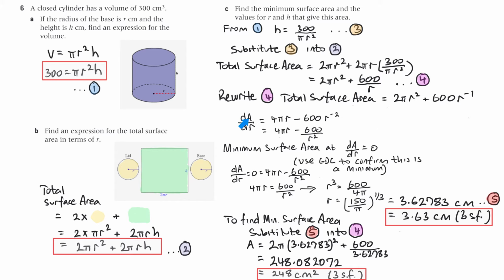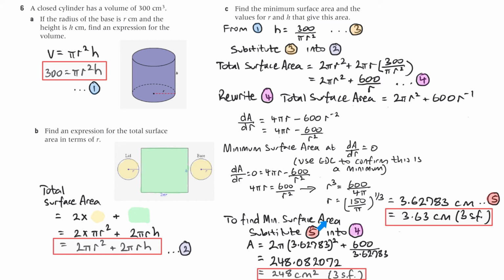So the derivative of A with respect to r is 4 pi r minus 600 r to the minus 2. I took the derivative of that. Now the minimum surface area is when that equals 0. So let's use the GDC to confirm this is a minimum. Okay. And we've confirmed it's a minimum. We put 0 equals that, and we find r equals 3.63 to 3 significant figures.